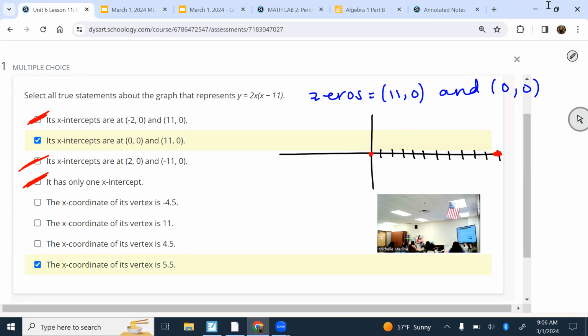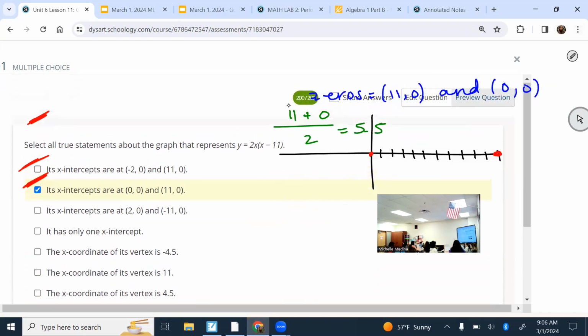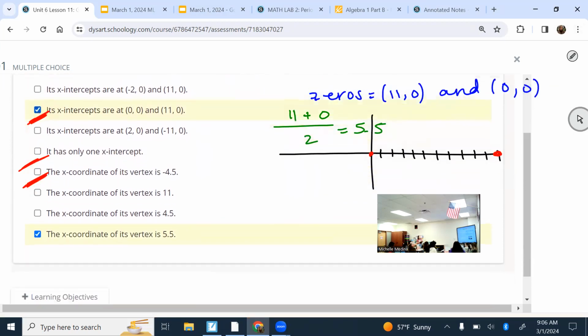And if that math is hard for you to figure out what the middle point is, average them. 11 plus 0 is 11, divided by 2 is 5.5. All right, well, I'm gonna make sure the key is right, so it should have just been those two, and it is just those two.